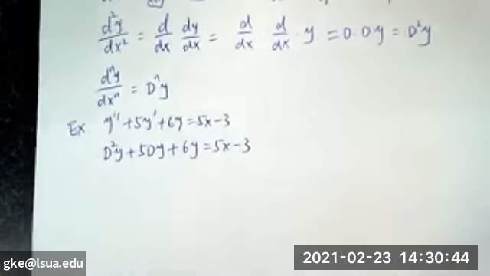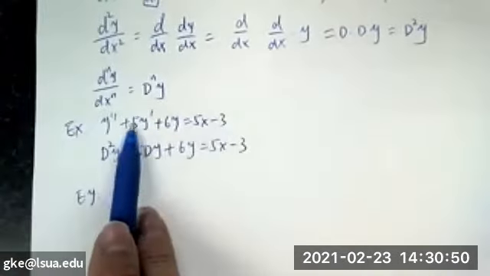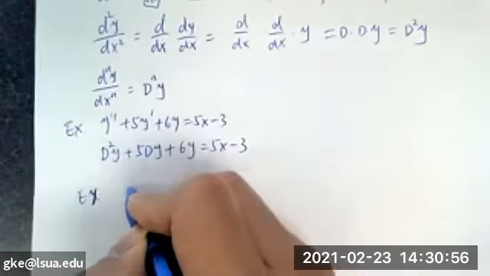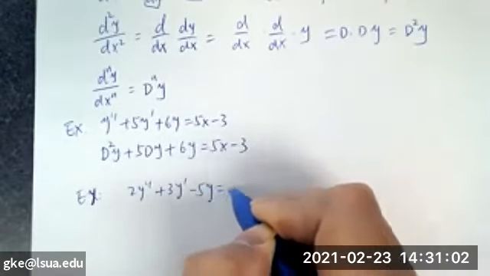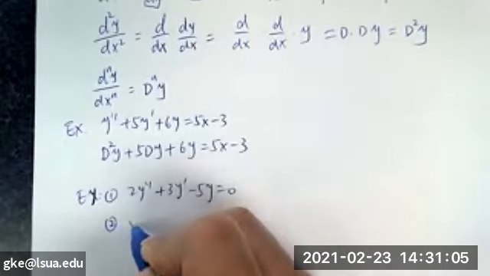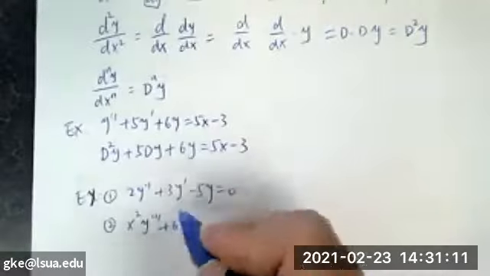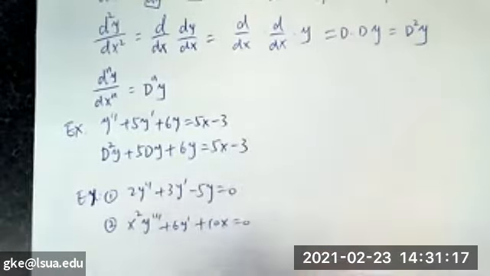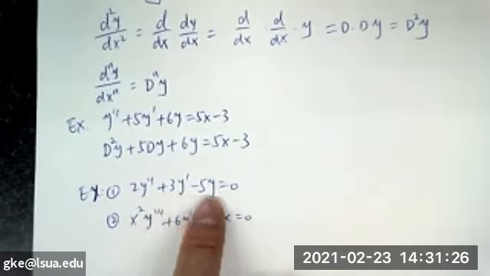Now I'm gonna let you guys try it. Okay. So second derivative, D squared, first derivative, D, right? So I just let you guys try these two. Try this one for me. Okay, just try it. Use the D to represent the derivative.